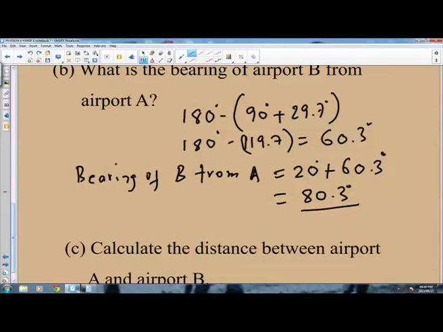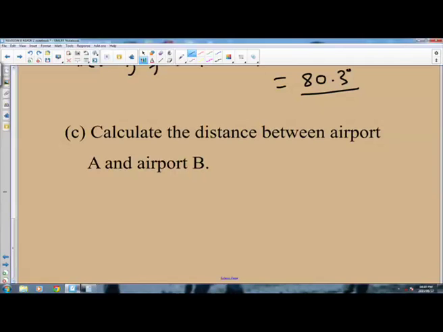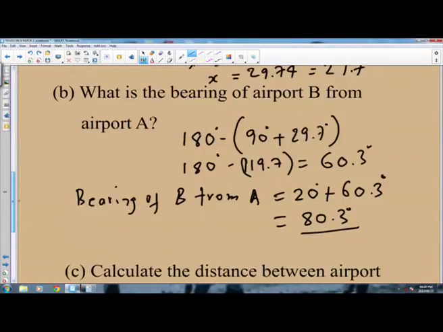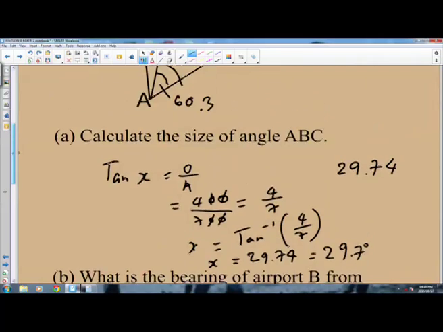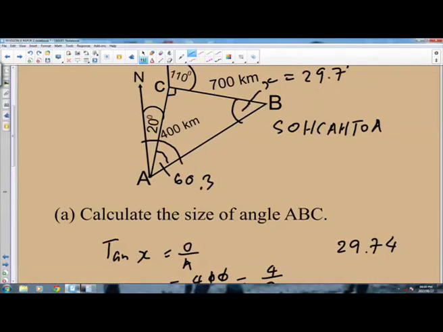Question number C says, calculate the distance between airport A and airport B. So you have to find the distance between A and B. Let's go back to the diagram here, because that's our point of reference. It says you have to find distance AB. And then how do we find distance AB?